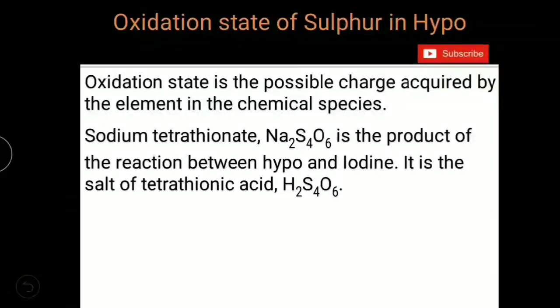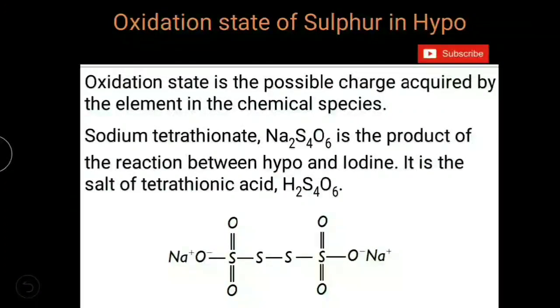Sodium tetrathionate, Na2S4O6, is the product of the reaction between hypo and iodine. When hypo reacts with iodine, you will get this product, Na2S4O6. It is the salt of tetrathionic acid, whose formula is H2S4O6. And if you see the structure of this sodium tetrathionate, this is the structure.